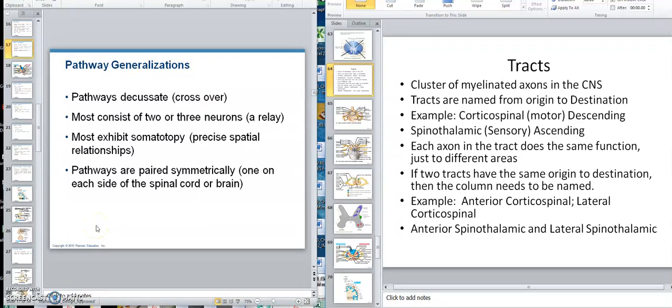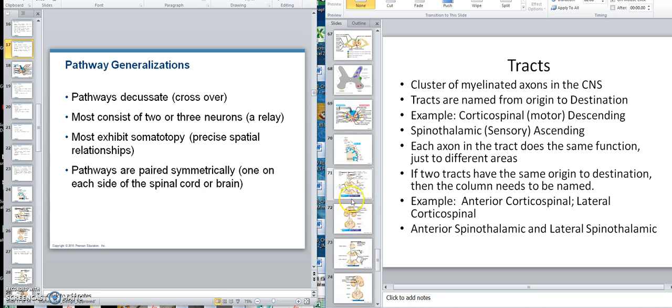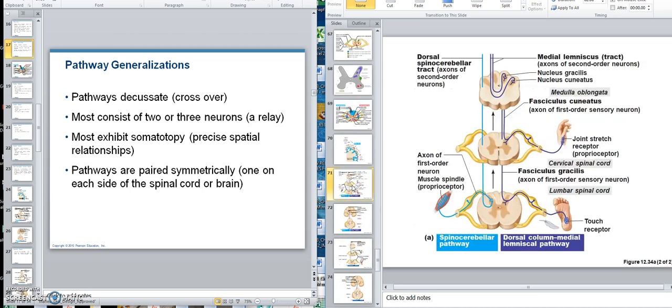Okay, class, we're back. We stopped at number 17 in the PowerPoint of spinal cord. Here's some generalizations. Pathways, which are tracts, decussate. Okay, let me show you what I mean. Now, many of you have heard of the fact that one side of the brain controls the other side of the body, right? I know many of you have heard of that. So what happens is the decussation is crossover.